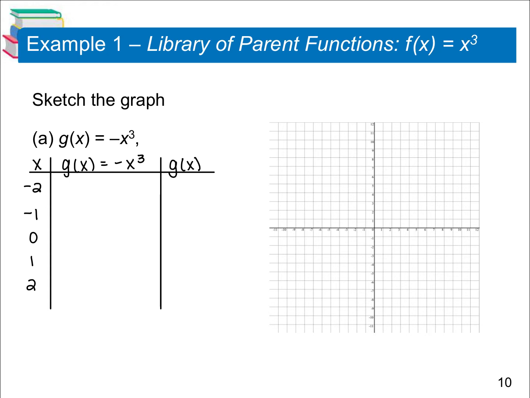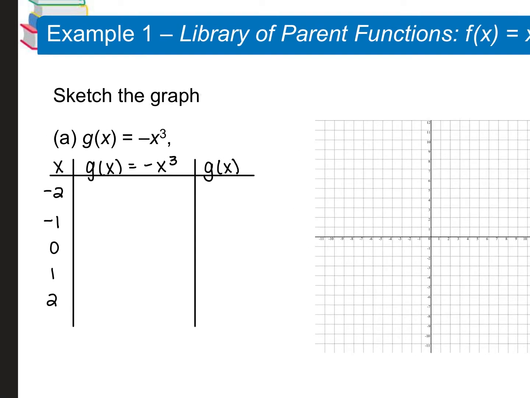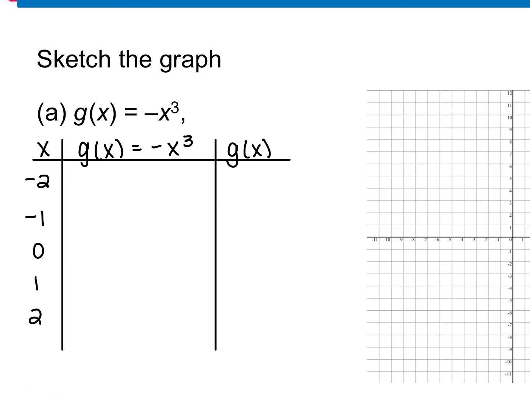For our first example, we are graphing g of x is equal to the opposite of x cubed. For this one, I'm giving you x values of -2, -1, 0, 1, and 2. So with the -2, we are going to have the opposite of -2 cubed. -2 cubed is -8. The opposite of that is +8.